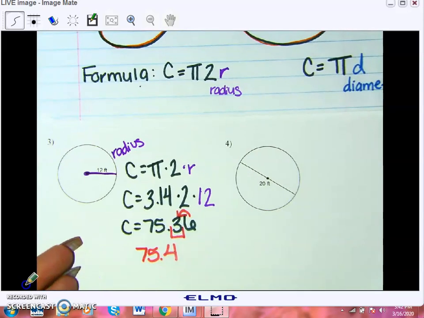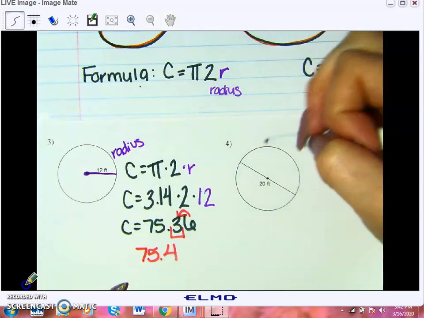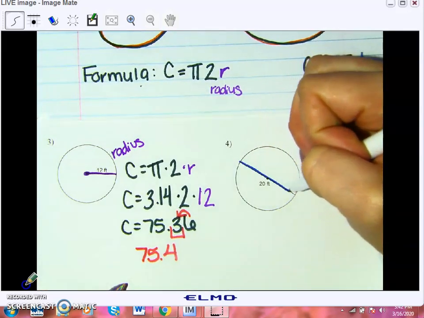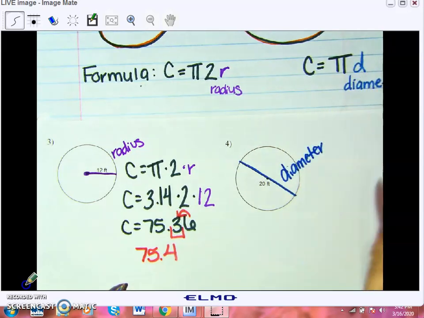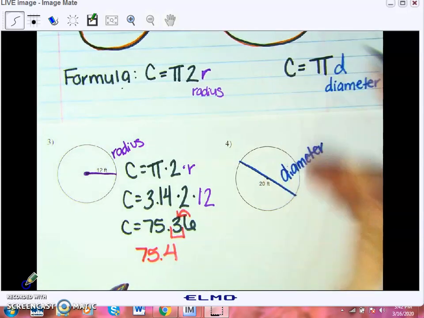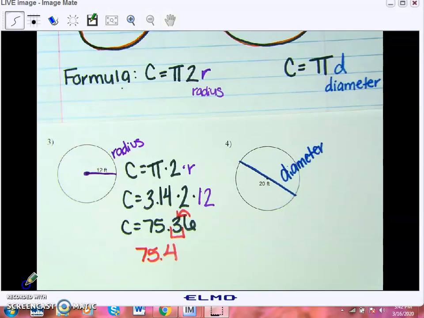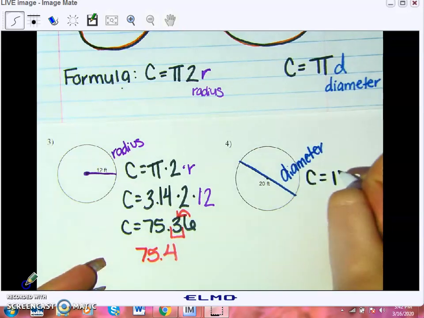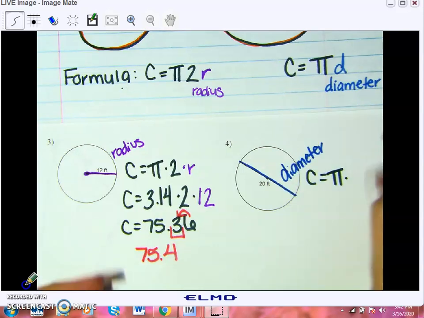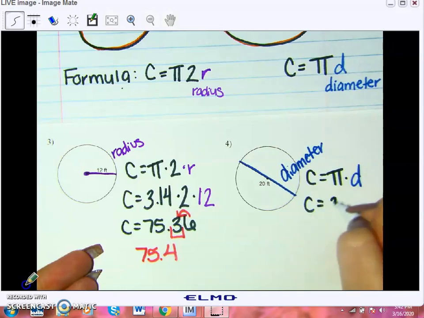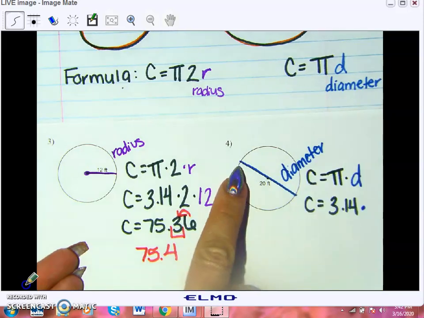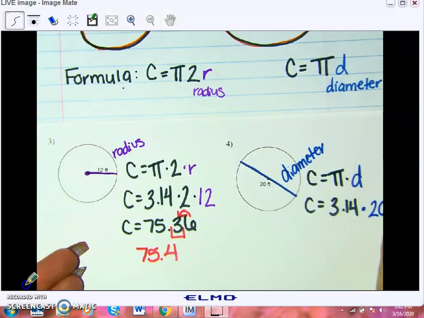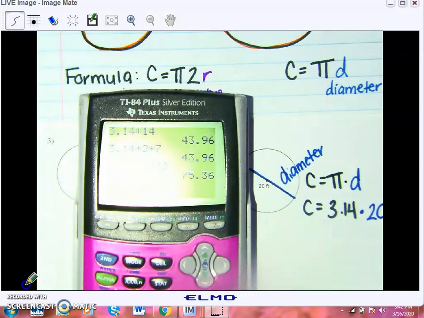Okay, our last example that we're going to go through, this particular circle is letting us know that 20 goes all the way across the circle. So this one happens to be our diameter. Okay, which means that I'm going to use this formula. C equals, or circumference equals, pi times diameter. And again, in 7th grade, we're going to be using 3.14 for pi. So 3.14 as pi, and then we're going to be multiplying it by the diameter, which is given in this problem as 20. So as we use the calculator, 3.14.